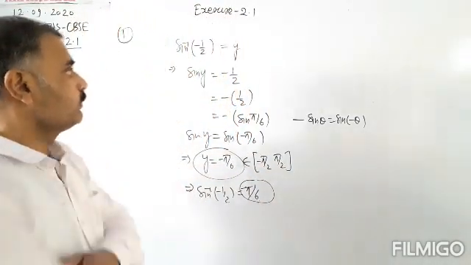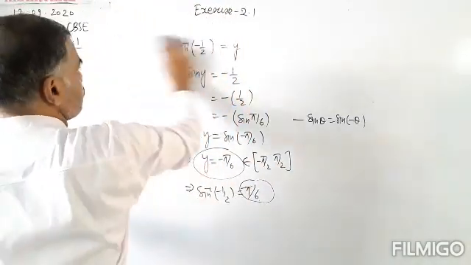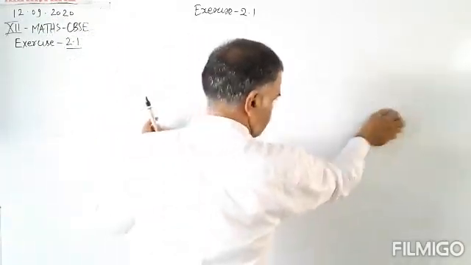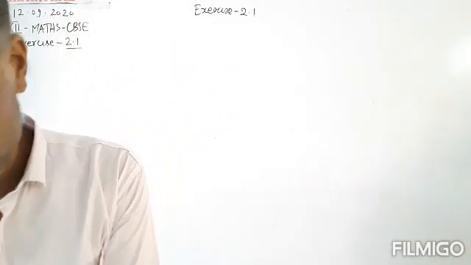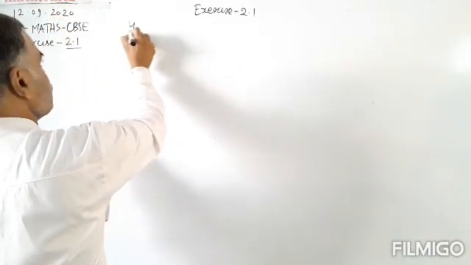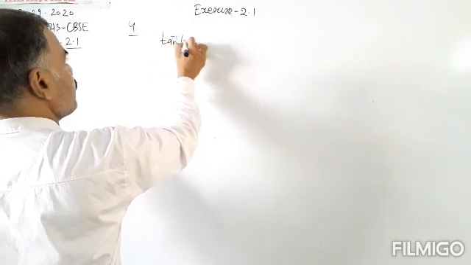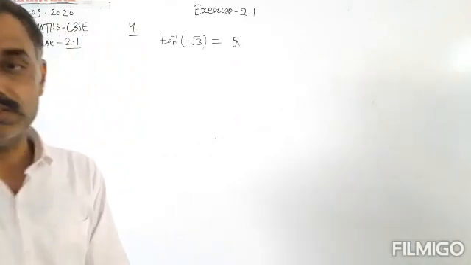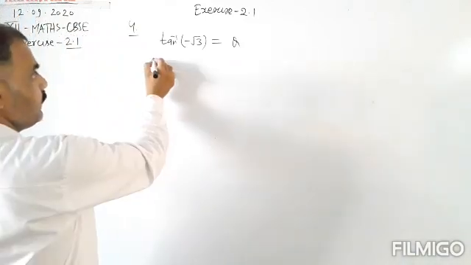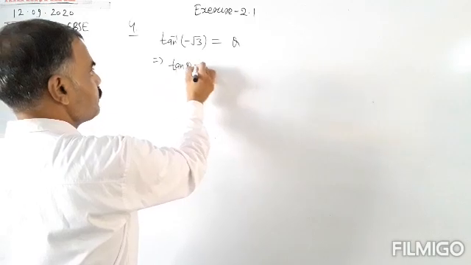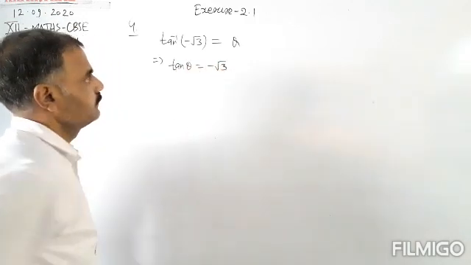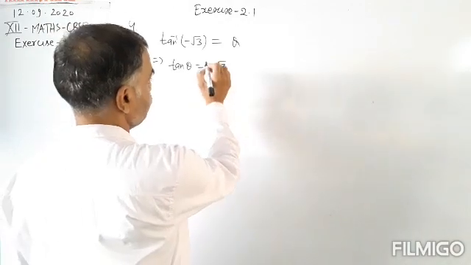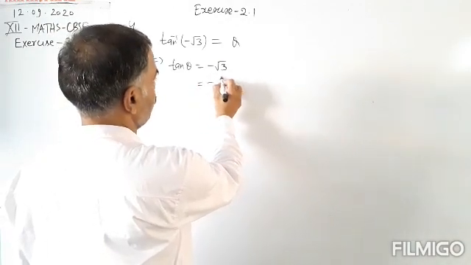Question number 4 of the same exercise, that is tan inverse minus under root 3. Let this be equal to theta. This implies that tan theta is equal to minus under root 3. Now let us forget the negative sign.